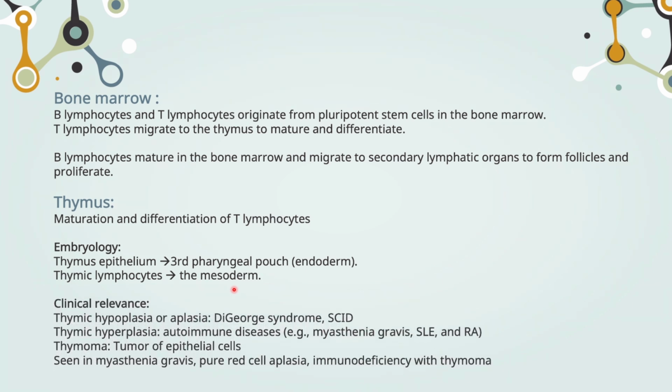Now, the most important thing that you need to learn from this slide is the clinical relevance. They will ask you numerous questions about thymus, all right? So you need to understand that thymic hypoplasia is associated with DiGeorge syndrome and SCID, severe combined immunodeficiency syndrome, all right? So they'll give you a clinical scenario of DiGeorge syndrome. They'll tell you there's immunodeficiency, the patient has recurrent infection, the patient has hypocalcemia, things like that, right? And then they will ask you which of the following organs will be hypoplastic, right?